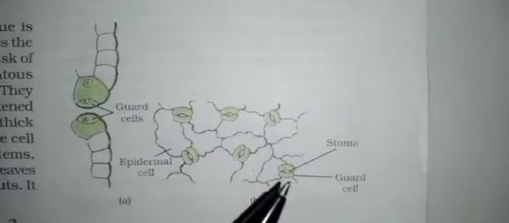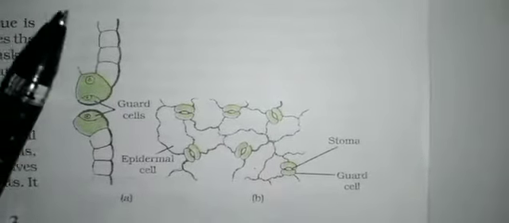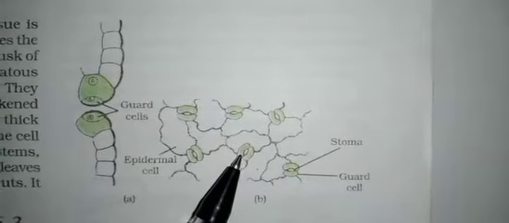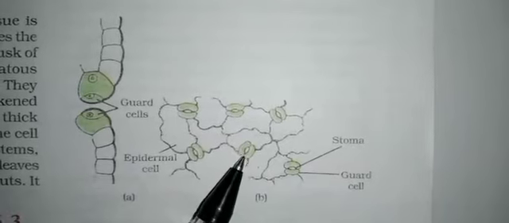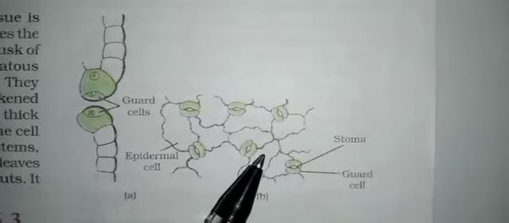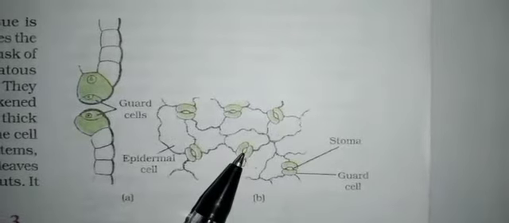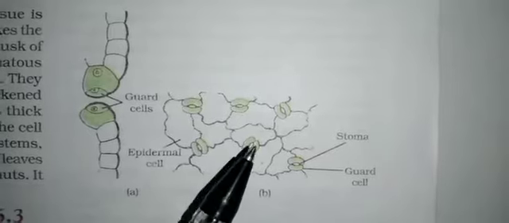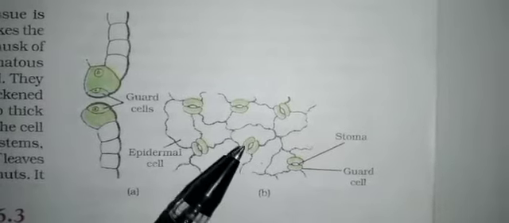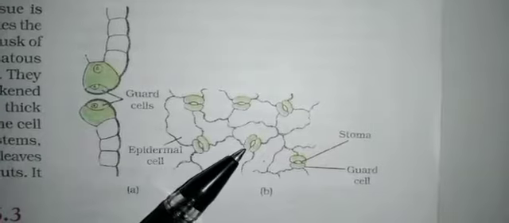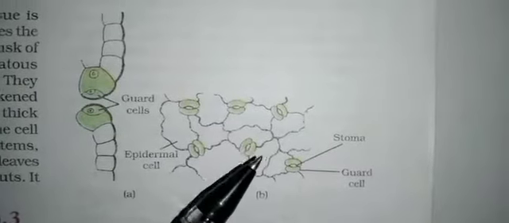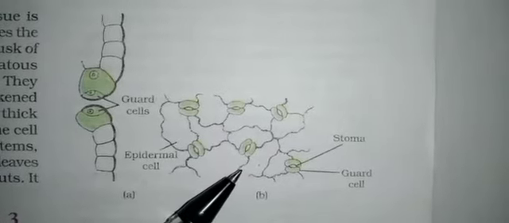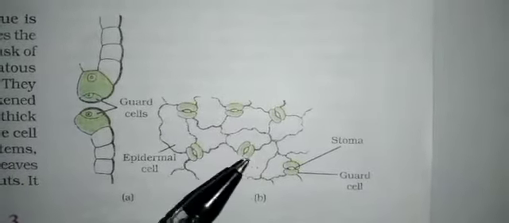Stomata are present on the epidermis, in between these epidermal cells. Stomata have two guard cells. The function of the guard cells is opening and closing of the stomata. The total function of a stomata is that it helps in exchanging of gases, and it also helps in transpiration. Transpiration means loss of water in the form of water vapors, and it also takes place through these stomata.